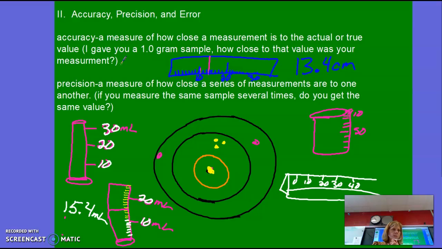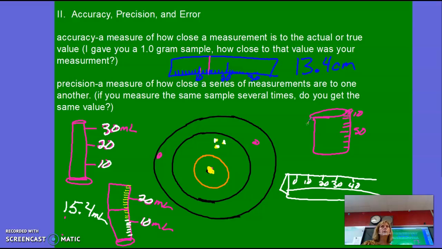Precision is a little different. Precision means how close you are consistently. So if you're shooting your little bow and arrows at a target, you shoot 3 of them, 1 lands here, 1 lands here, 1 lands here. None of them have hit the bullseye, so that's unfortunate. It means you're not very accurate.